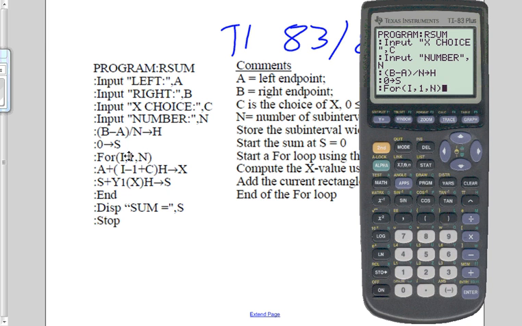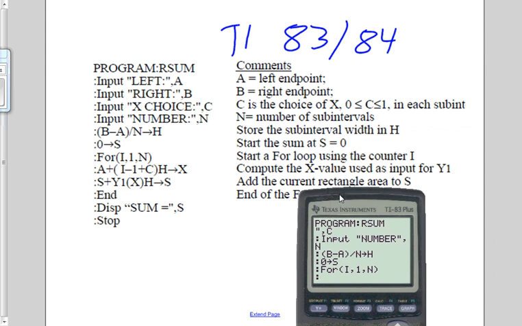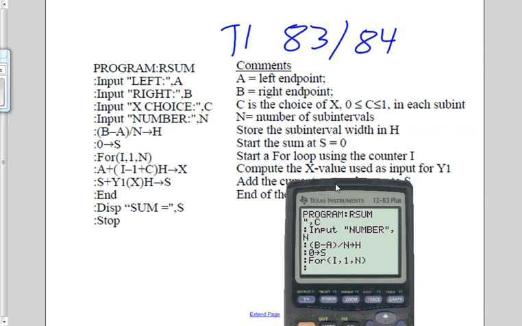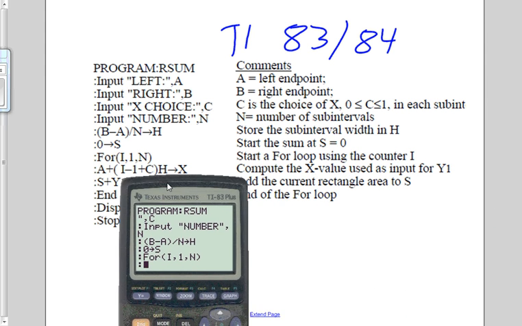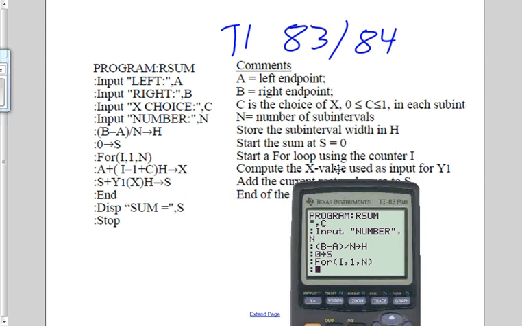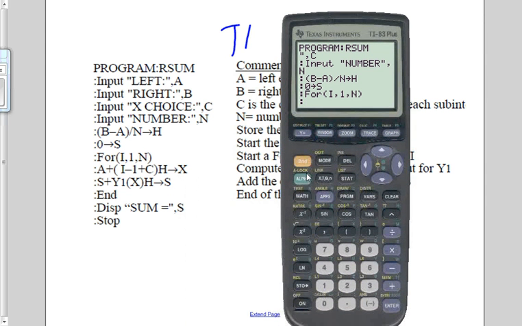So we did this for loop, and now we're computing the x value used as input for y1. That's what this line is doing here. So we have to say alpha A, where A is my left bound, plus I minus 1 plus C times H.